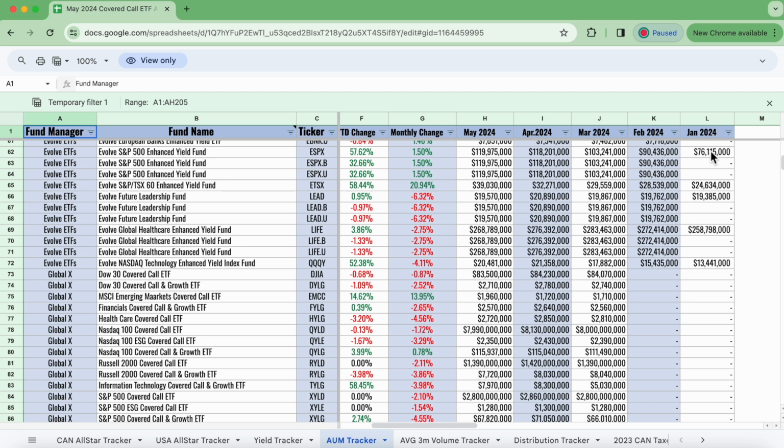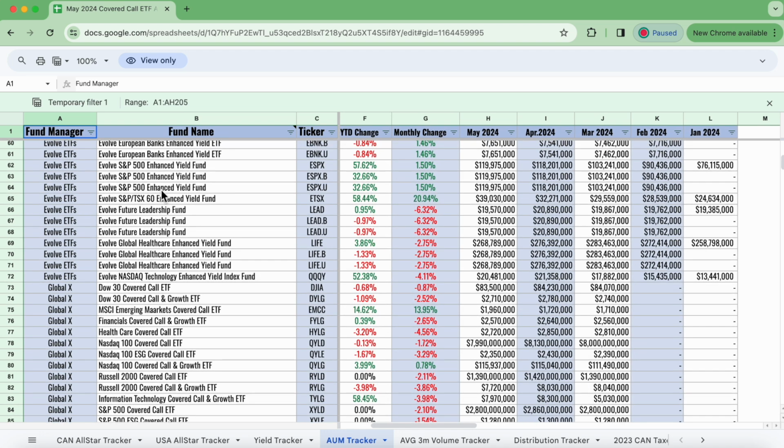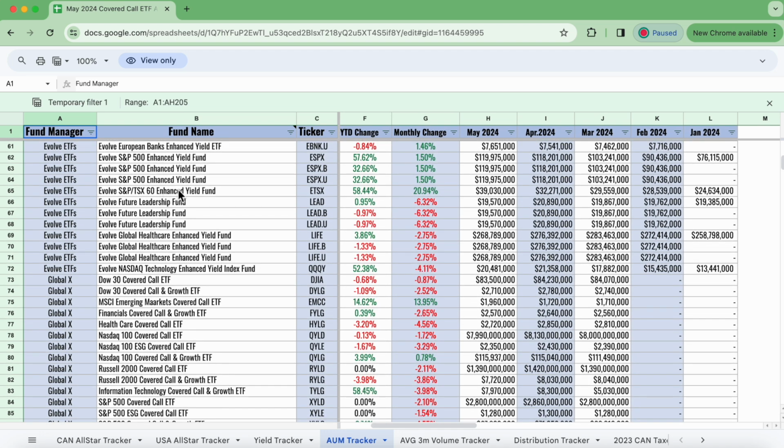Starting the year with $76 million in AUM, now up to 119. Really solid on that stance. Same with ETSX. This one tracks the S&P 500, and this one tracks the TSX 60. I believe these are the only Canadian covered call ETFs that outright have in their fund name S&P 500 and the TSX 60. But both funds have been really picking up steam.